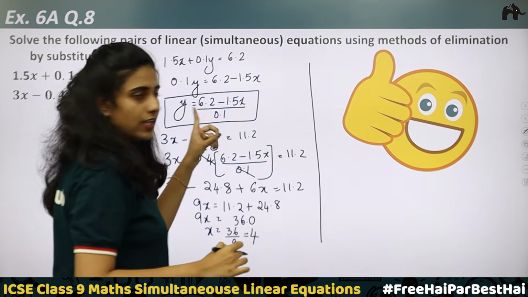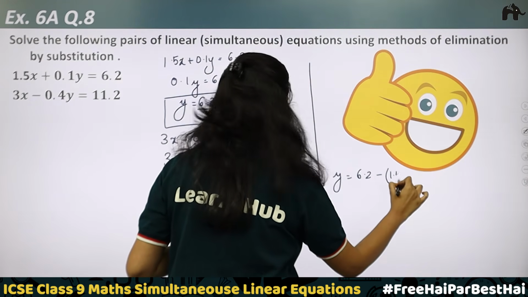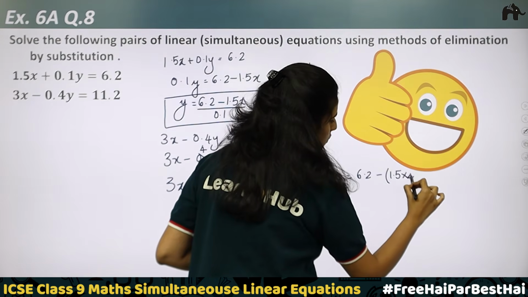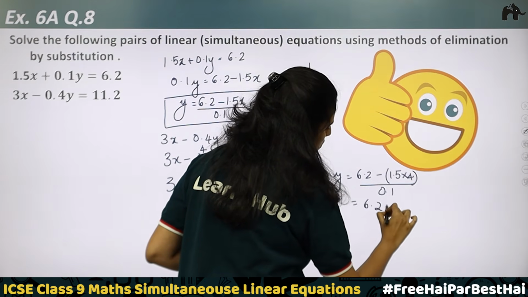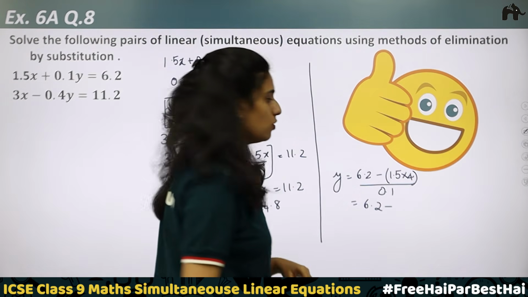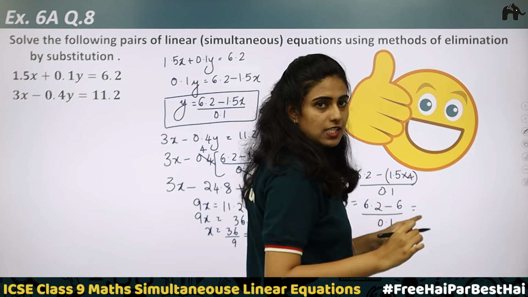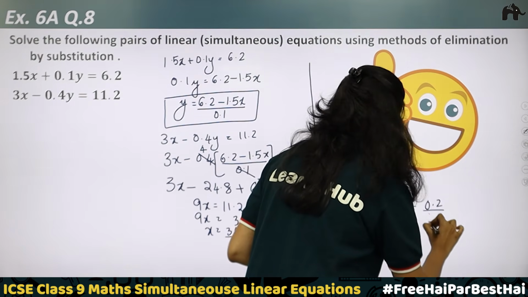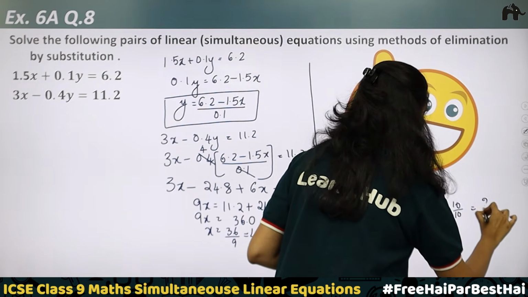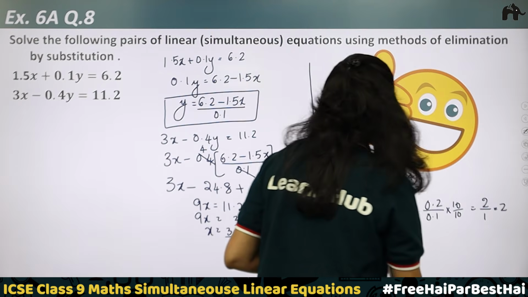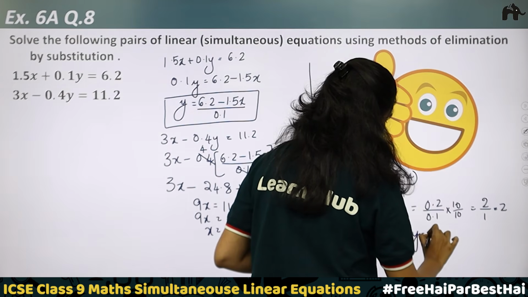Now we can find the value of y. What is y? Y is equal to (6.2 minus 1.5 into x) divided by 0.1. That is 6.2 minus 1.5 into 4, you get 6, divided by 0.1. 6.2 minus 6 is 0.2 divided by 0.1, multiplying numerator and denominator with 10, you will be getting 2 divided by 1, answer is 2. So x value is equal to 4 and y value is equal to 2.